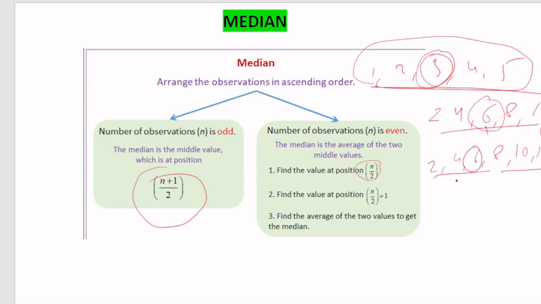So the third position you have to choose, plus the next position. So n by 2 plus 1, you have to choose two numbers. So 6 plus 8, you have to add those numbers and divide by 2. Now you will get your median in this case. So 8 plus 6 is 14, 14 divided by 2 is 7. 7 will be the median. So the moral of the story: if it is odd, it is straightforward, n total numbers, plus 1, divided by 2. If it is even, take the total number divided by 2, choose that particular number and the next number. This way you'll get the median.